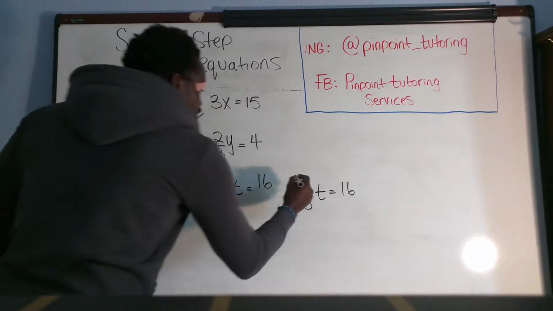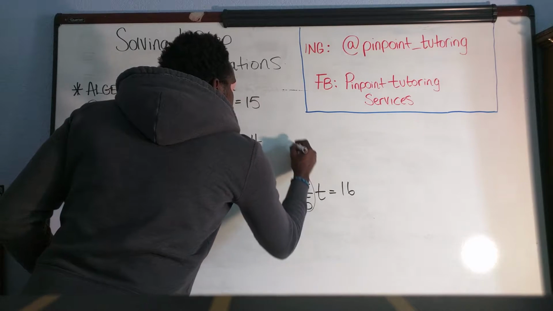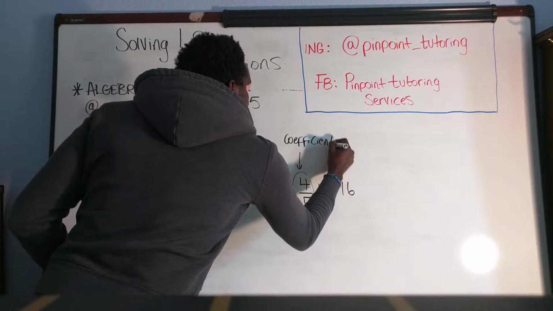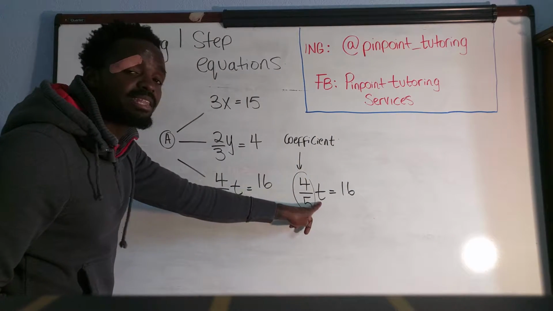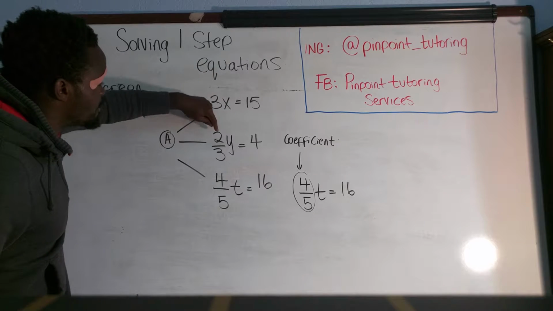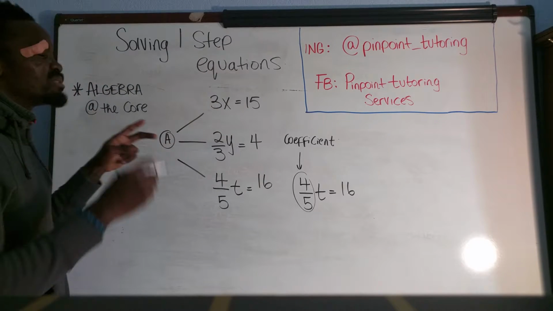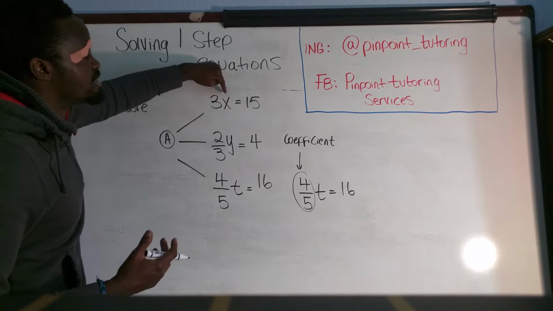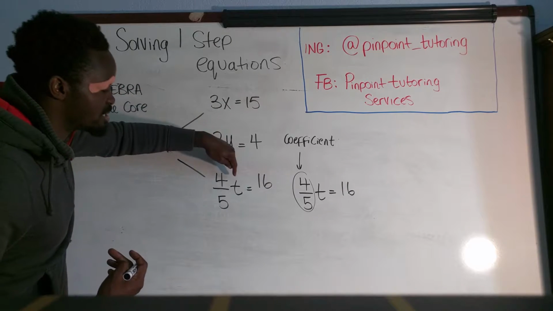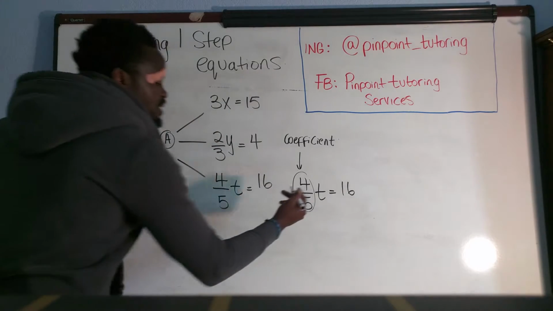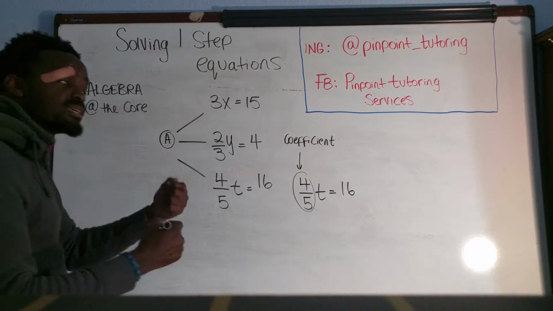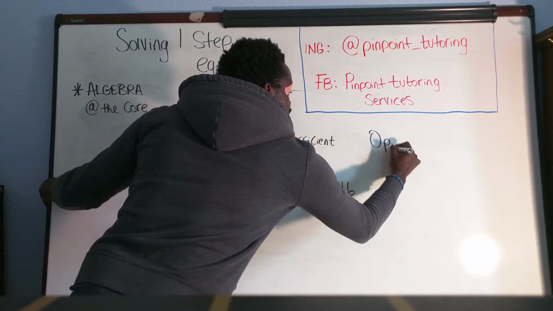Now I'm using some fancy terms. This term is always going to be called a coefficient. So when you hear divide by the coefficient, the coefficient is just some number that's next to the letter, multiplying that letter. The coefficient of 3x here is 3. The coefficient of y here is 2/3. So to properly use the term, the coefficient of x is 3. The coefficient of y is 2/3. The coefficient of t is 4/5. So to get rid of a coefficient that's multiplying that letter, you have to do the opposite action. So it's always going to be the opposite action.